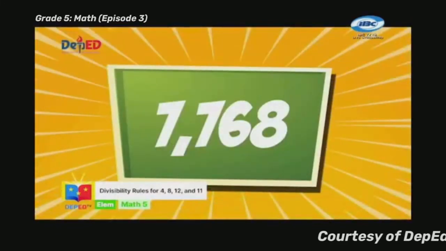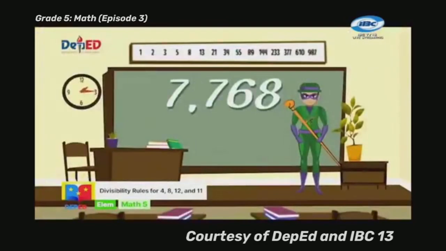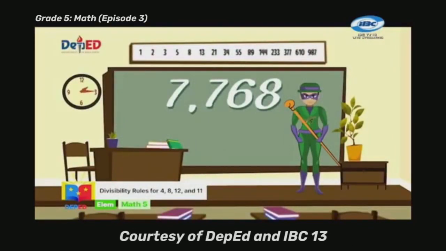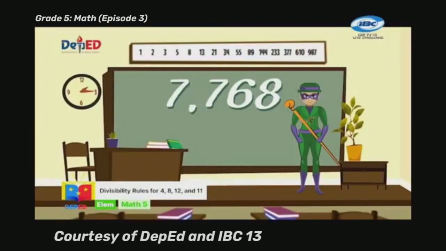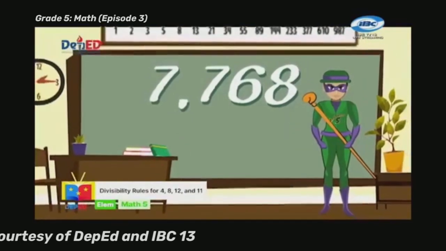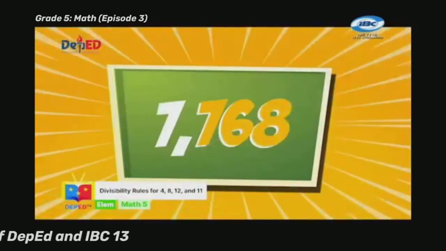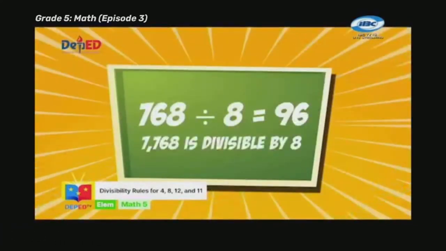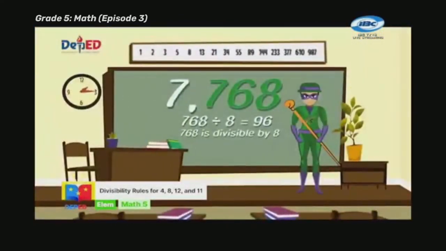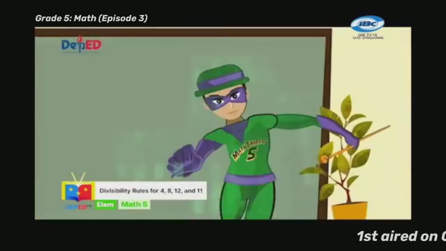Another drill. 7,768. Is 7,768 divisible by 8? Let's take a look at the last 3 digits of the number. The last 3 digits of 7,768 is 768. If we divide 768 by 8, the answer is 96. Since 768 is divisible by 8, therefore 7,768 is divisible by 8. Up, up, and away!